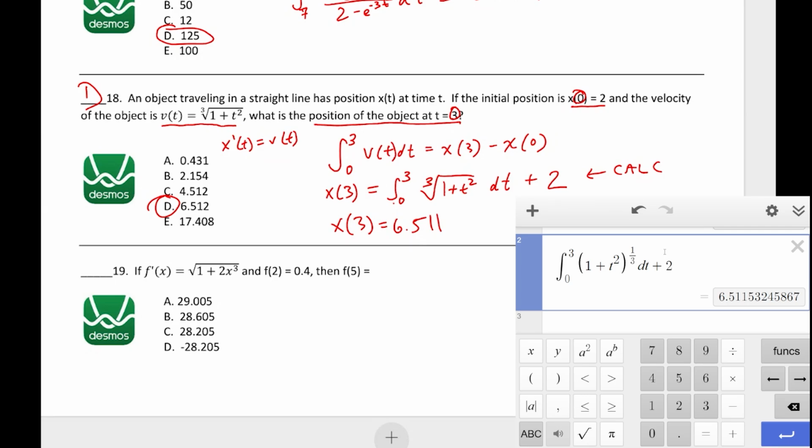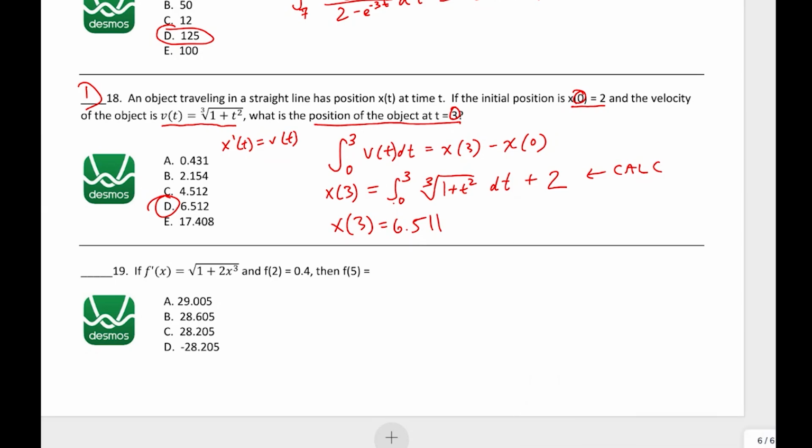All right, we've got one last problem here. If f prime is the square root of 1 plus 2x cubed and f of 2 is 0.4, then f of 5 is equal to what? Now, this homework has been at least half of the problems are essentially the same problem, which is this fundamental theorem problem. So hopefully by now you've worked out enough of these to where you know where the problem's going before you even get started. This is going to be our setup, but you should already know that.